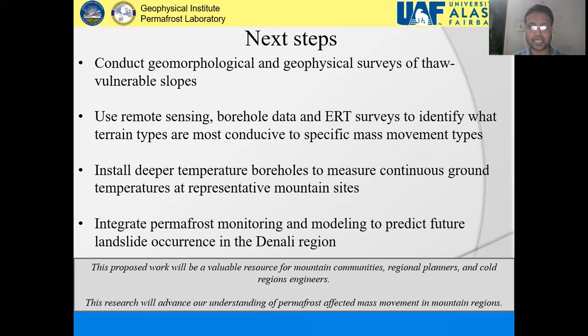To summarize my next steps, I will conduct geomorphological and geophysical surveys of thaw-vulnerable slopes. I will identify varied terrain for specific mass movement types. I will install deeper temperature boreholes at representative sites across Alaska. I will combine permafrost monitoring and modeling to predict future landslide events. This proposed work will be a valuable resource for regional planners and cold region engineers. Also, this research will further advance our understanding of periglacial landslides.